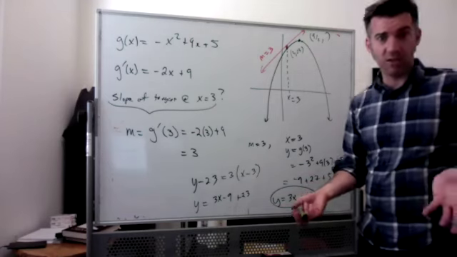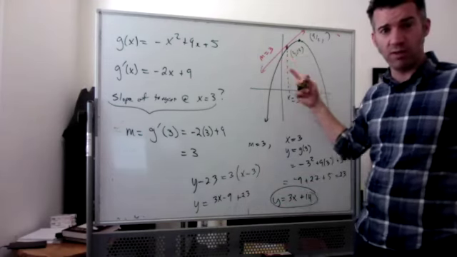So that's how we find the slope of the tangent line. We find the slope using the derivative, we find the point using the function, and then we use the point slope form.